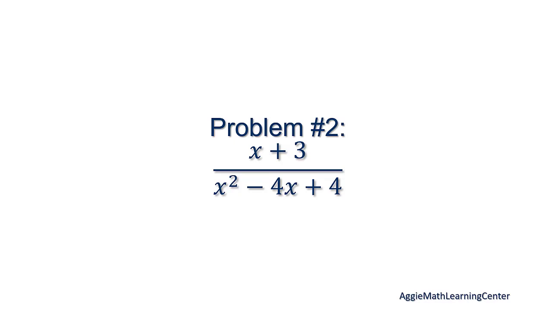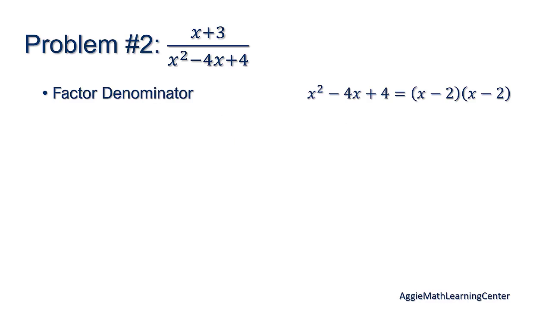The first thing we want to do is make sure that the degree of the polynomial in the numerator is smaller than the degree of the polynomial in the denominator. We see that the numerator has x and the denominator has x squared. So we are good to proceed with partial fraction decomposition. Next, we want to factor the denominator. We see that x squared minus 4x plus 4 factors into x minus 2 and x minus 2.